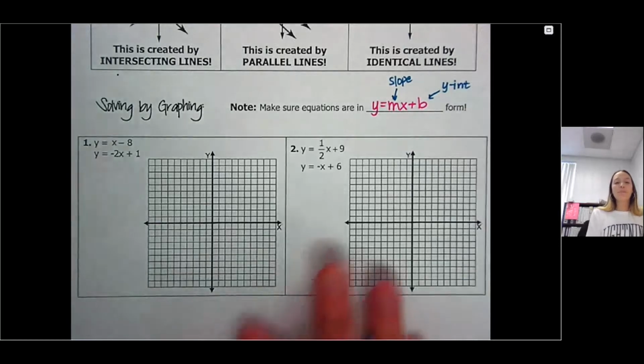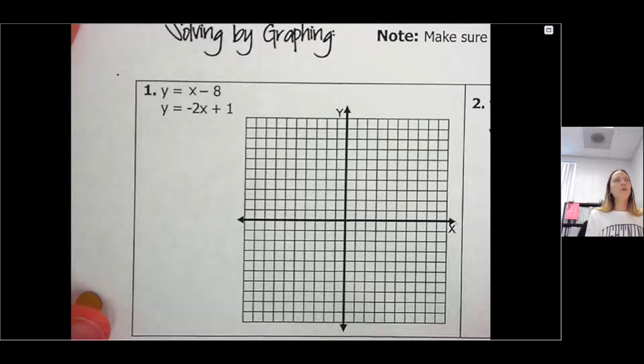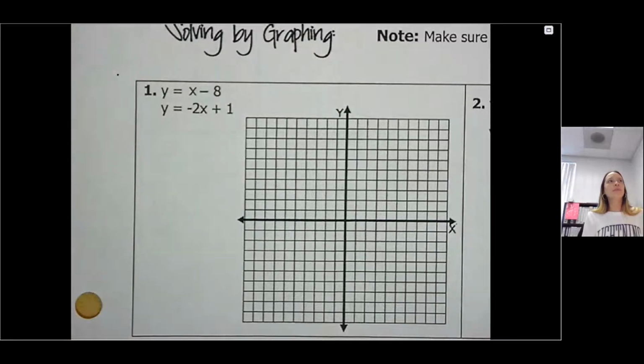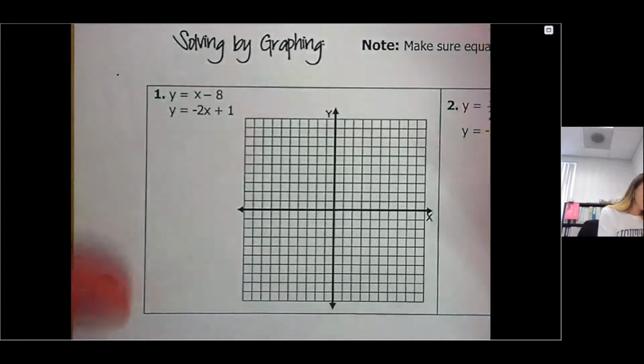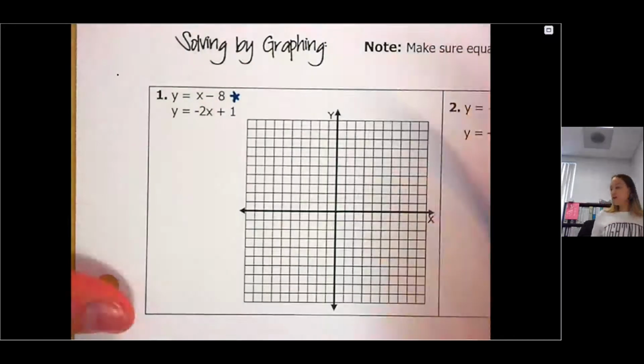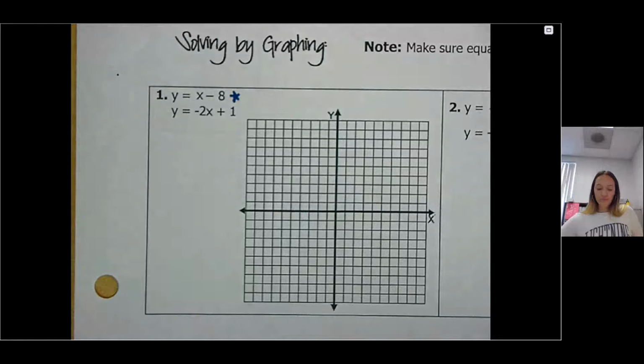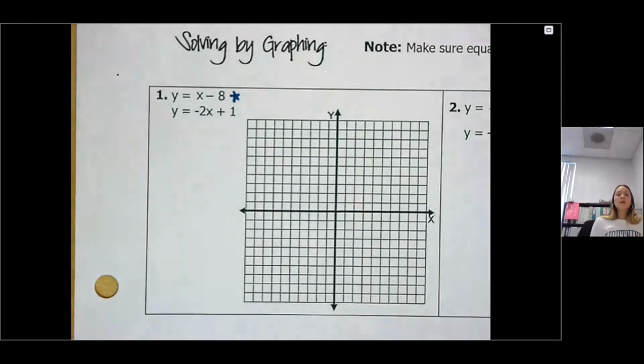So for number 1, you want to make sure that they are in y equals mx plus b form. Are both of those equations in the right form? Heck yes, they are. So I've got no work to do there. So let's start with the first one. I'm going to do mine in 2 different colors so you can see the difference between the 2. Okay, first one is y equals x minus 8. Now, where should my starting point be for that graph?